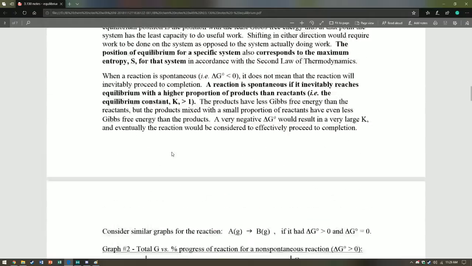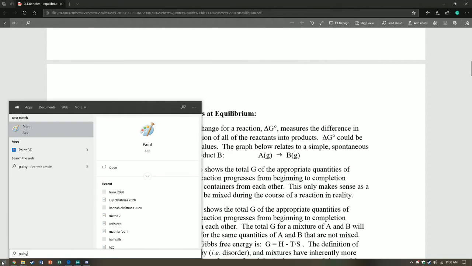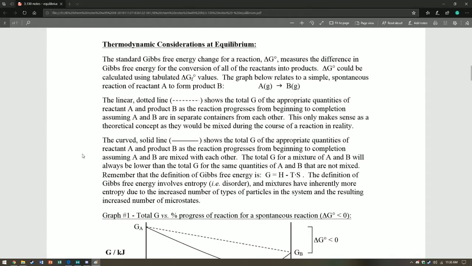However, what is new to the higher level syllabus is two things: thermodynamic considerations of equilibrium and the ICE chart. Firstly, let's consider the thermodynamic considerations at equilibrium, but first let me get a new sheet of paint, which I will need to do for the ICE chart. The standard Gibbs free energy change for a reaction, delta G, measures the difference in Gibbs free energy from the conversion of all reactants into the products.